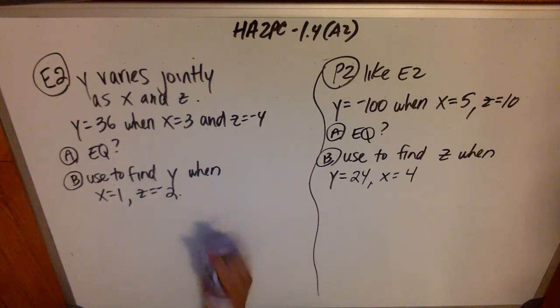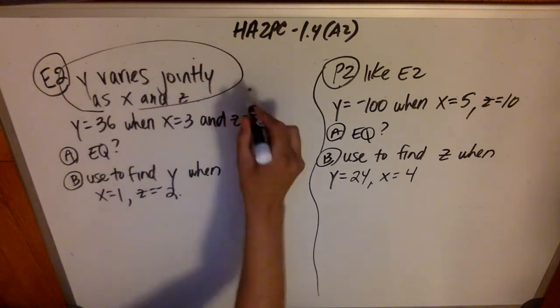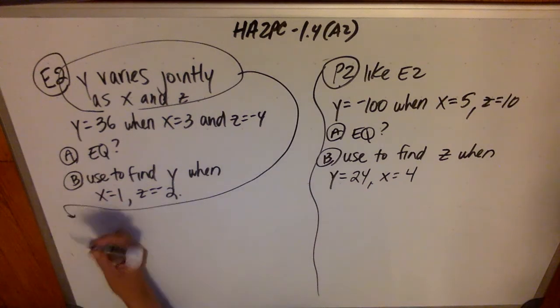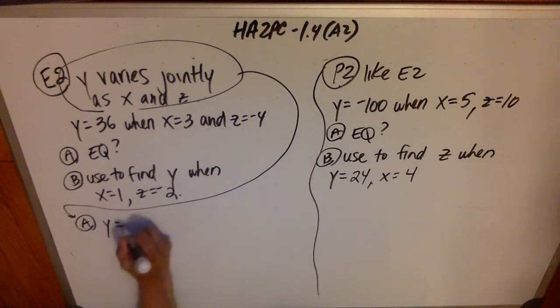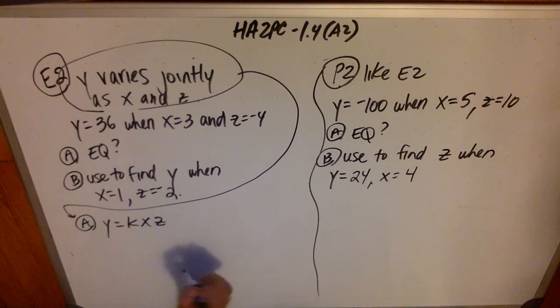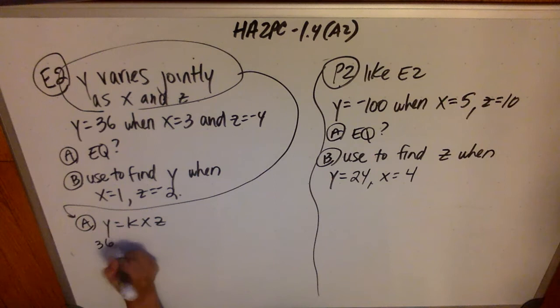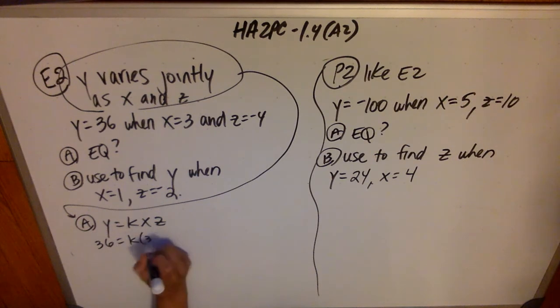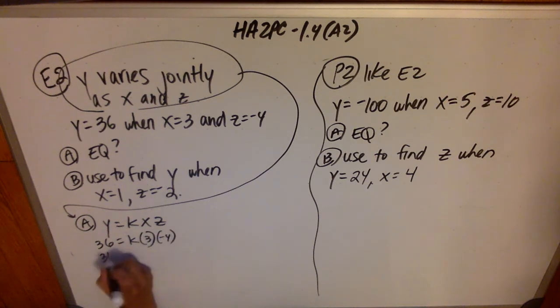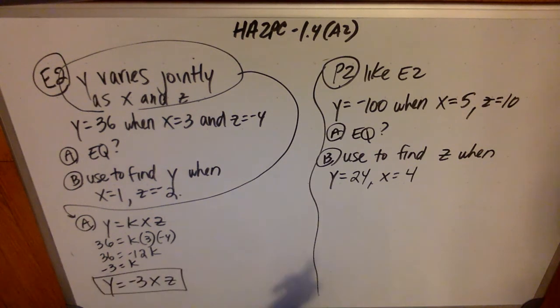All right, so the first thing we have to do when we're given a statement like this is stop and think, hey, what equation does this relate to? So this is y equals kxz. Then I'm going to plug in y, x, and z to find k. So 36 equals k times 3 times negative 4, which is 36 equals negative 12k. So negative 3 seems to be my k, which means my answer to A is y equals negative 3xz. And that's my equation that I can use throughout E2.